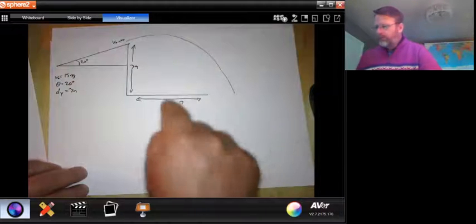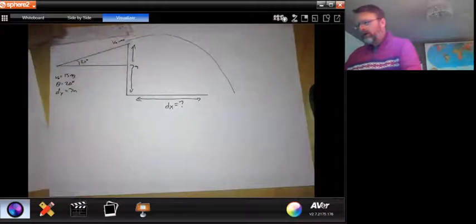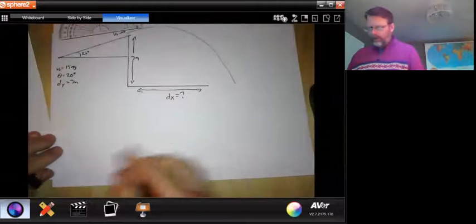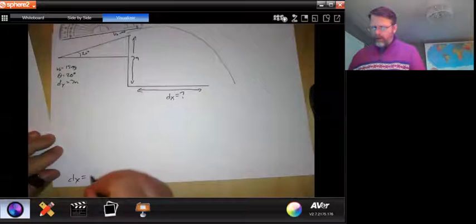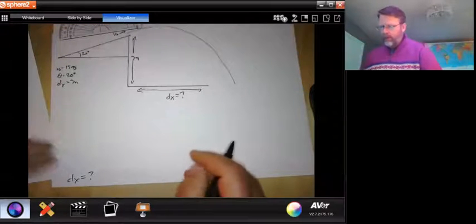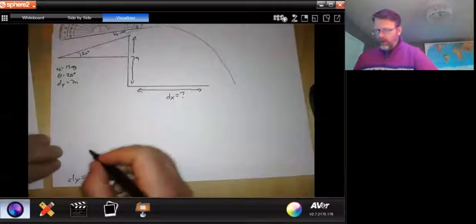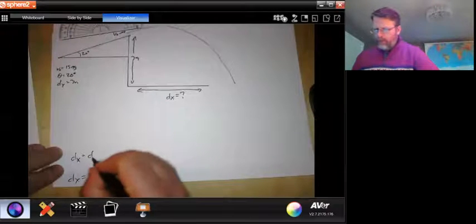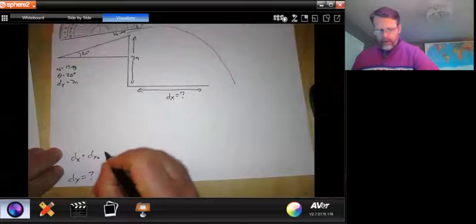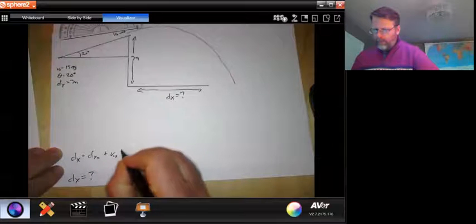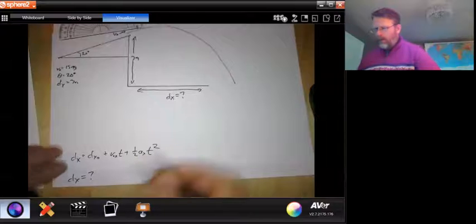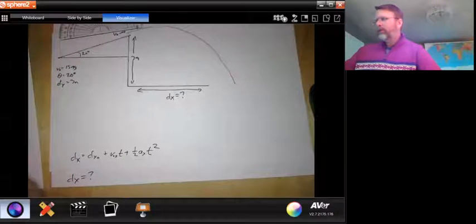Okay, so let's map out our thinking process for how to do this. Our final answer is going to be dx. That's what we want to find. In order to do that, we're probably going to have to do our basic equation here. That should look super familiar.